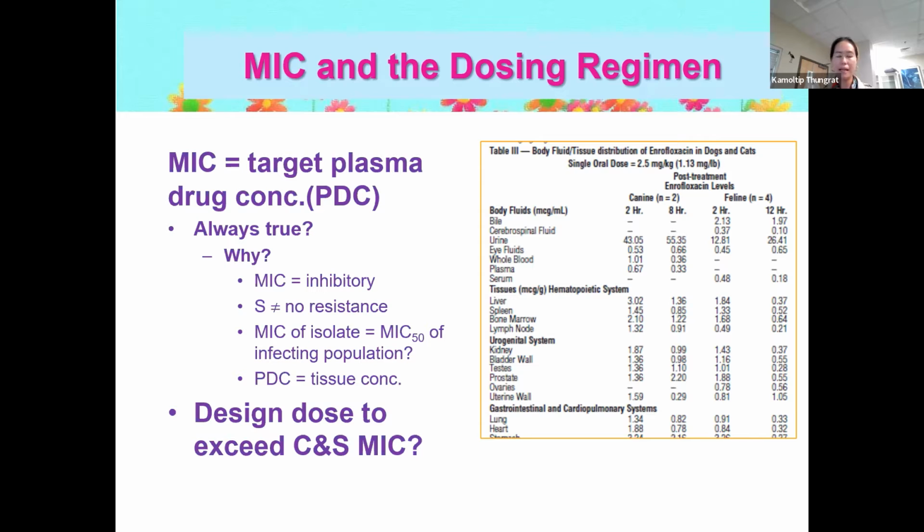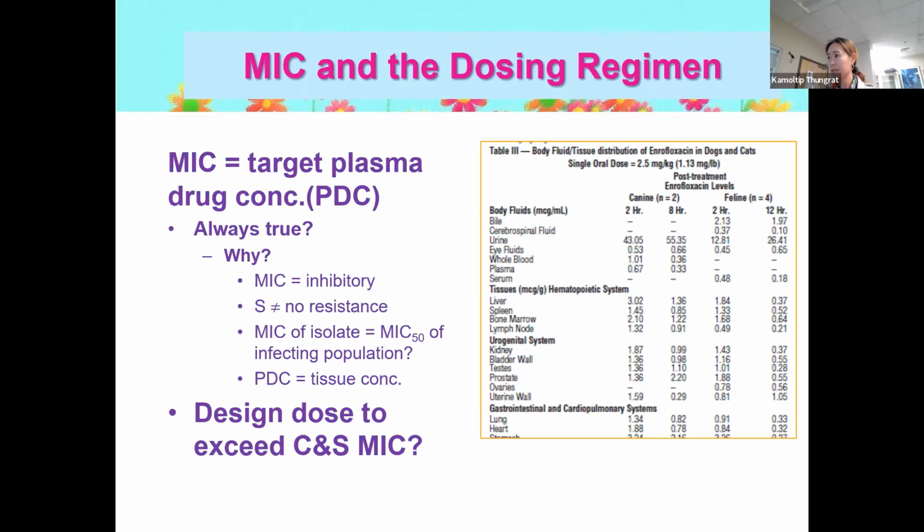A susceptible result doesn't mean there is no resistant bacteria. For the MIC of the isolate here, we can use the MIC 50 or the MIC 90, but the MIC 90 tells you that 90% of the population shows up at this MIC. Okay, plasma drug concentration and tissue concentration, we all know, are not the same. But keep in mind that even though MIC data is the best we can do, you have to know the location of infection.